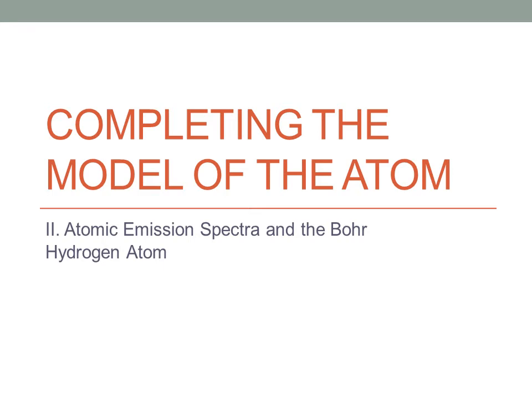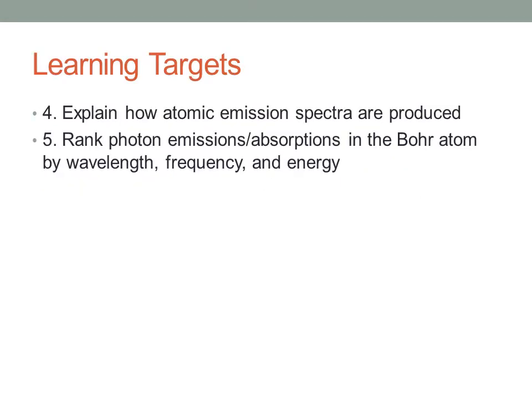This is the second topic in the completing the model of the atom unit. You can see the title of the unit is the atomic emission spectra and the Bohr hydrogen atom. Our learning targets for this video, we want to be able to explain how atomic emission spectra are produced.